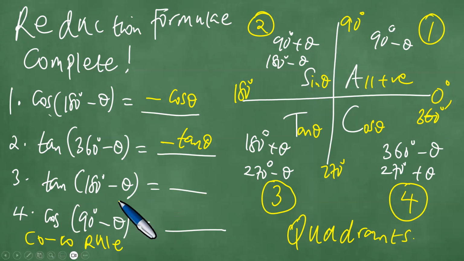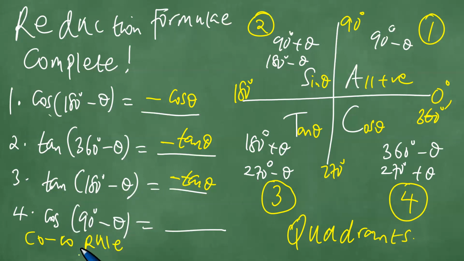Okay, this one here, number three, anyone? Negative tan theta. Well done, Yolande. It's negative tan theta because 180 minus is in the second quadrant, and the sine is the only one that's positive there, so the tangent is negative there. So you write a negative and you copy tangent and the theta.